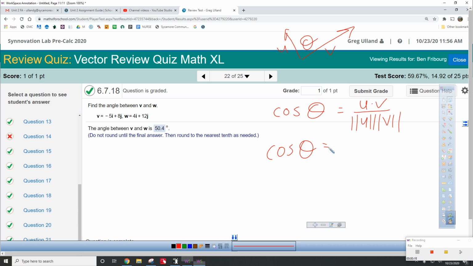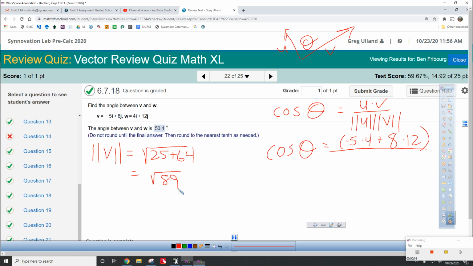So u dot v, that's -5 times 4 plus 8 times 12. Okay? The magnitude of u is the square root of 25 plus 64, so it's the square root of 89. The magnitude of v is the square root of 16 plus 144, so it's the square root of 160. So on the bottom.